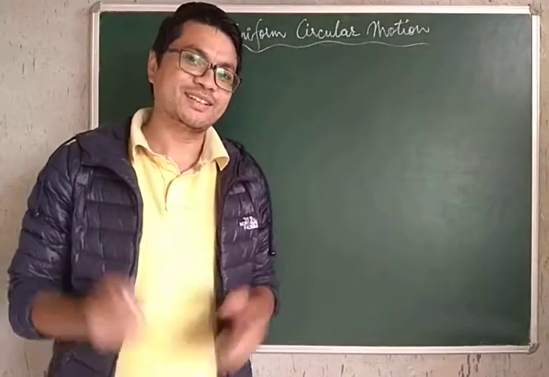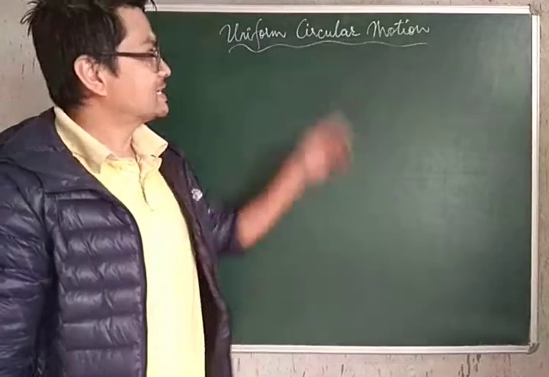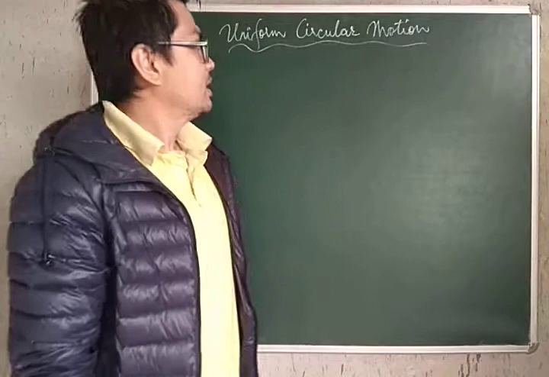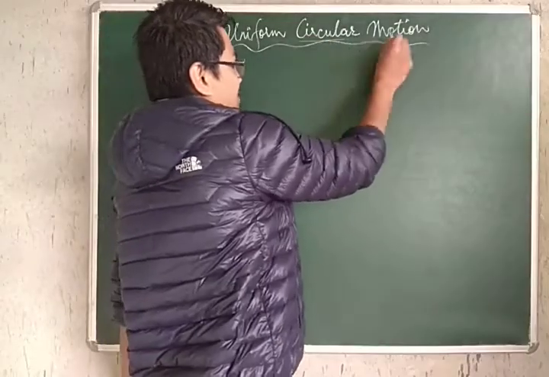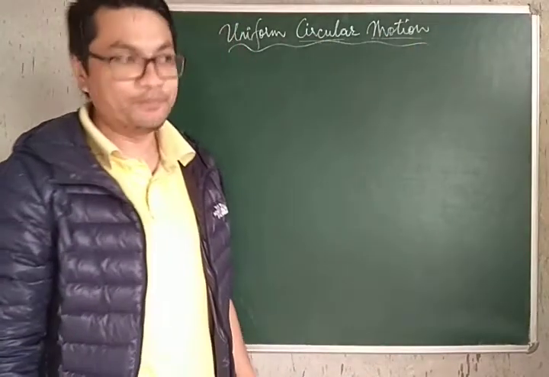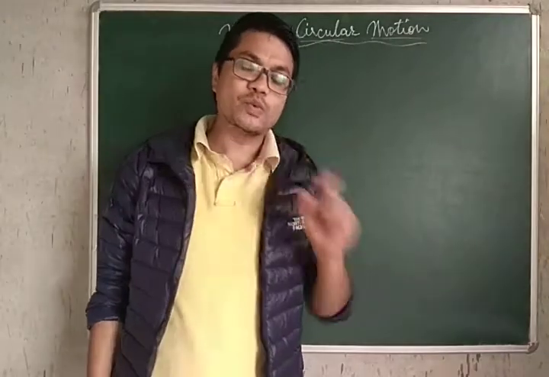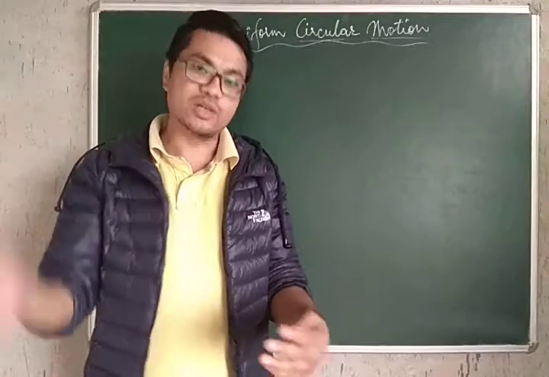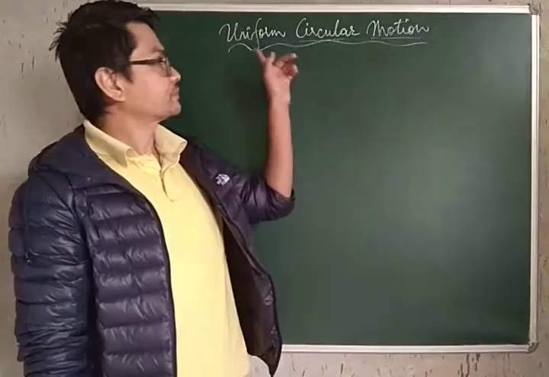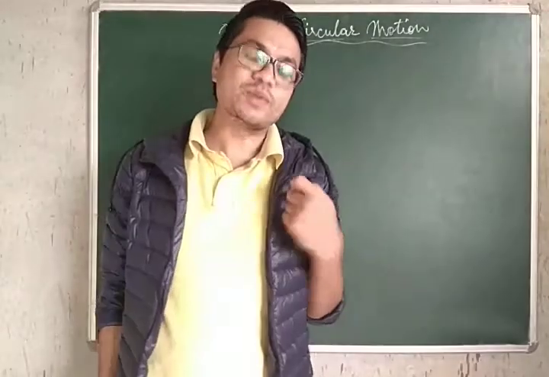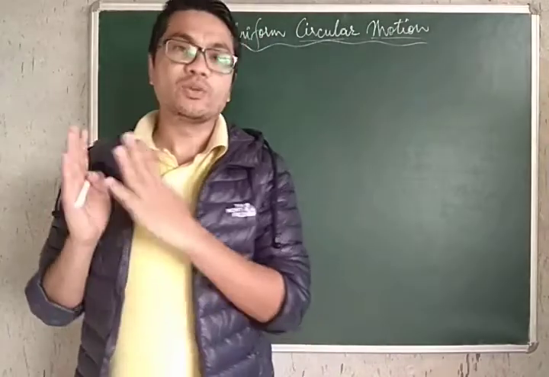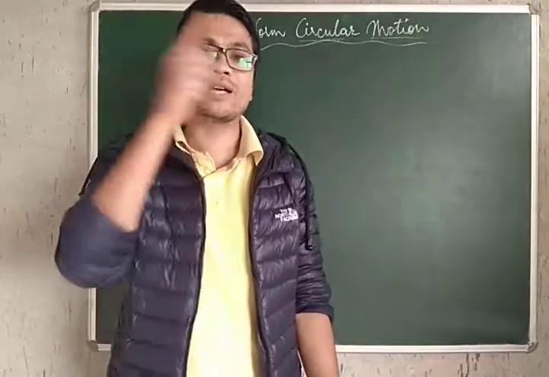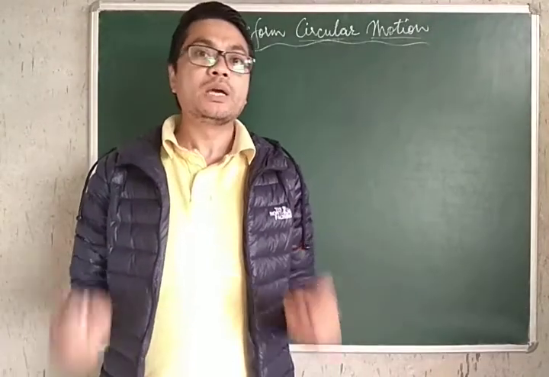Hello class 11. The topic that we are going to discuss today is, as you can see written on the board, uniform circular motion. Now first let us focus on the last two words, circular and motion. So here we are going to deal with a body moving in a circular path, and the motion has to be uniform. Uniform meaning the body is moving with a constant speed around that circular path, remember.